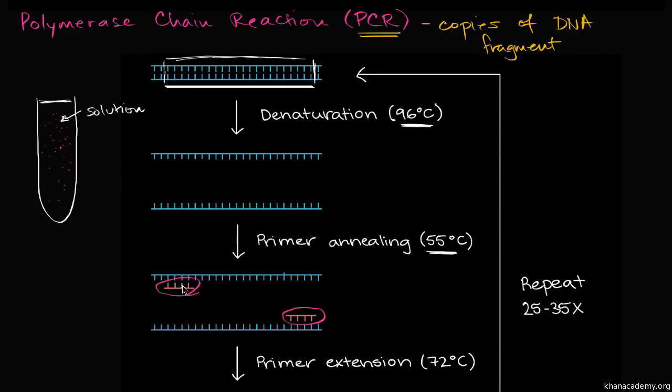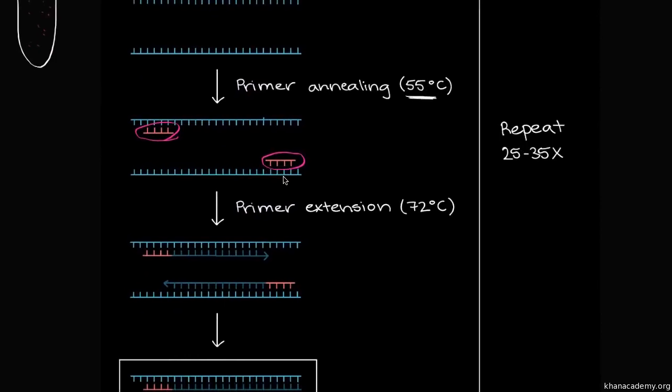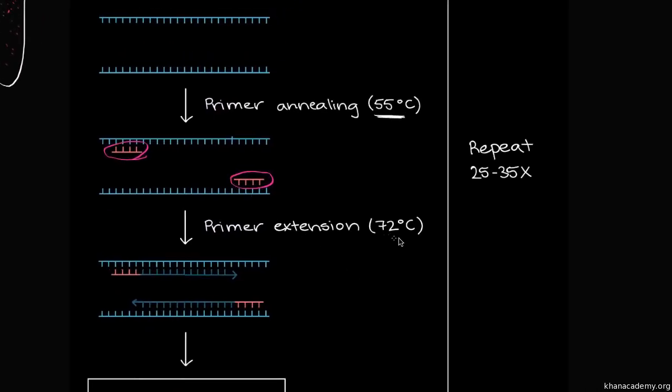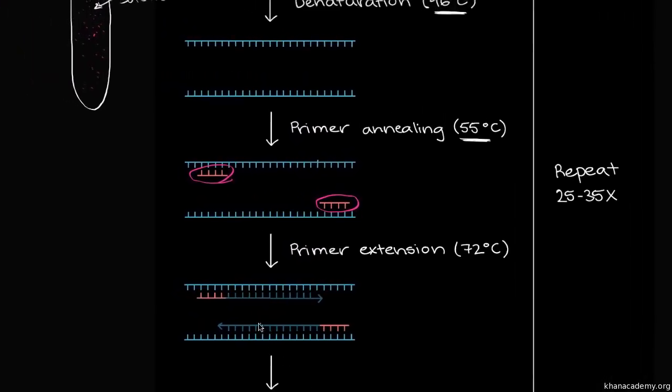And so when you cool it back down, the primer attaches, and then you heat it back up, not quite to the 96 degrees Celsius, but to the 72 degrees Celsius, where you extend those. And I'm assuming, since it's called polymerase chain reaction, that this is where the polymerase is involved. That is exactly where the polymerase comes in. So the polymerase is what is actually extending this. I'll just draw a polymerase enzyme right over there doing the extending.